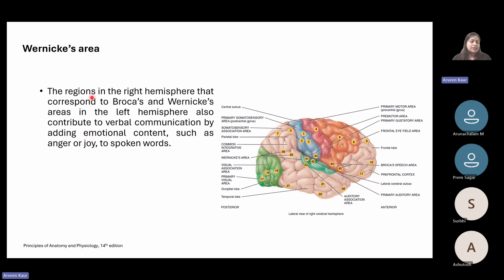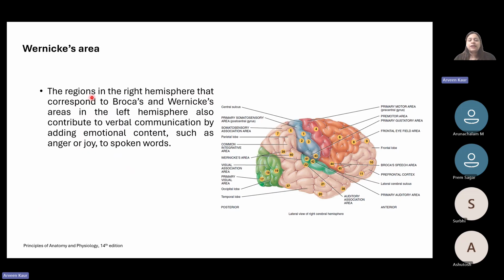But what it does, rather more often than actual comprehension of speech, is give emotional content. So when you say something, you might sound joyous or you might sound angry, or when you're perceiving what is said by somebody else, that person might be sounding very scared or excited, right? That is comprehended by this right side of the brain, which corresponds to Broca's area and Wernicke's area in the left hemisphere, right?